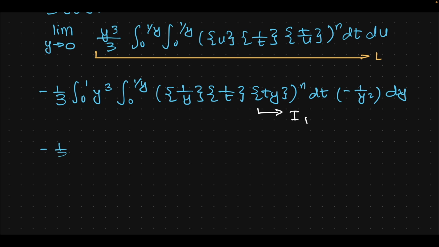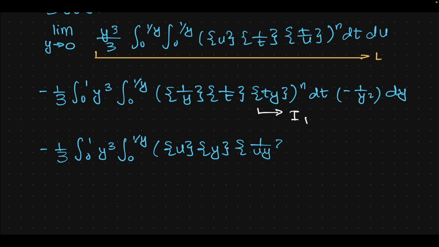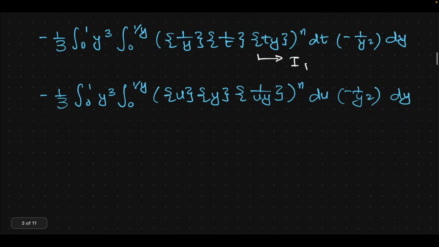And then we did this for the u. Now it's time for the t. A similar treatment: just plug in 1 over y in place of t instead of u, as we did before. du, negative 1 over y squared. That's the derivative of the upper bound, dy. And this is I2.